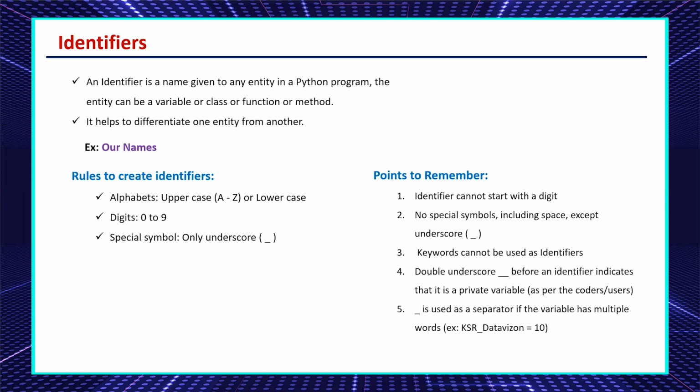So remember the point, an identifier cannot start with a digit. No special symbols, only the underscore is accepted. Does it accept the hash? Does it accept the exclamation mark or the at the rate? It won't accept. It accepts only the underscore. The 35 keywords cannot be used as an identifier. If you have multiple words, we must separate them with an underscore.